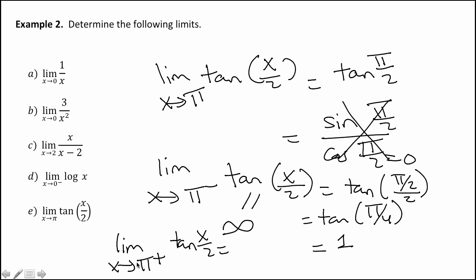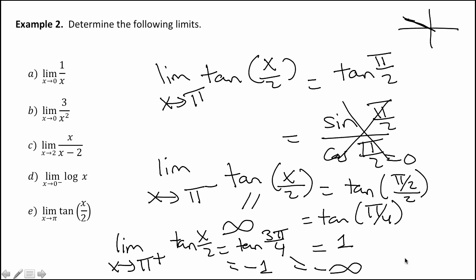So let's say 3 pi over 2, for instance, right? And you're going to get tangent of 3 pi over 4 overall. And tangent of 3 pi over 4, well, it's going to be here, and 3 pi over 4 is over here. So that's going to be a negative value, so this is going to be -1. So if it's a negative number, we're just going to say that's negative infinity, which means that the overall limit does not exist.